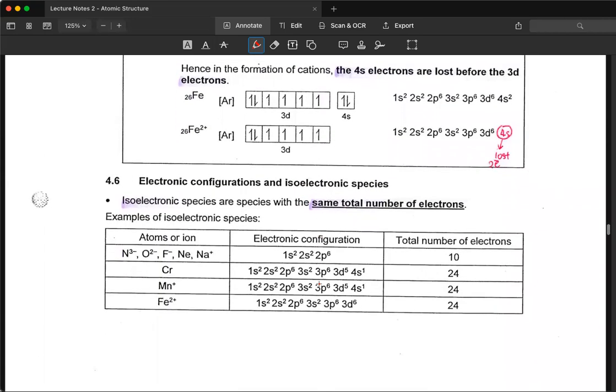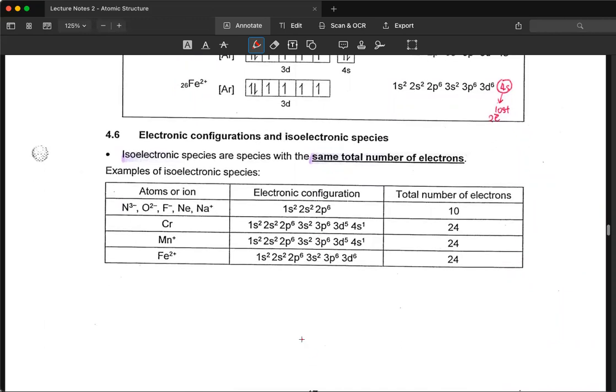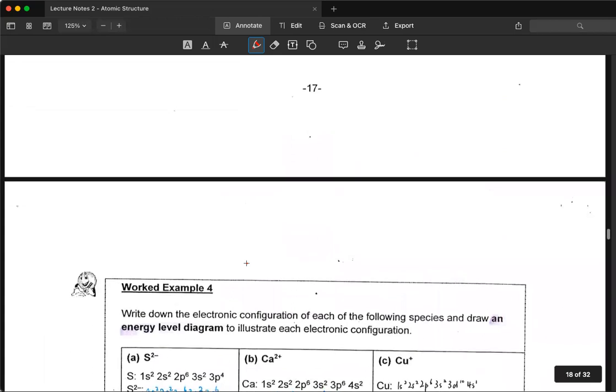Next, what are isoelectronic species? They are species with the same total number of electrons. That's it. All right. So ions and atoms of different elements may turn out to have the same number of electrons.